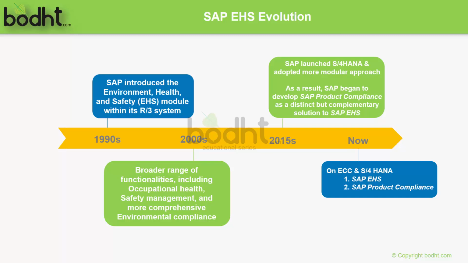So this product compliance module can handle the regulations that could be required, like REACH, which is registration, evaluation, authorization and restriction of chemicals, or GHS, which is globally harmonized system of classification and labeling of chemicals, and any other product safety standards. So any of these SAP product compliance module can handle it effectively.